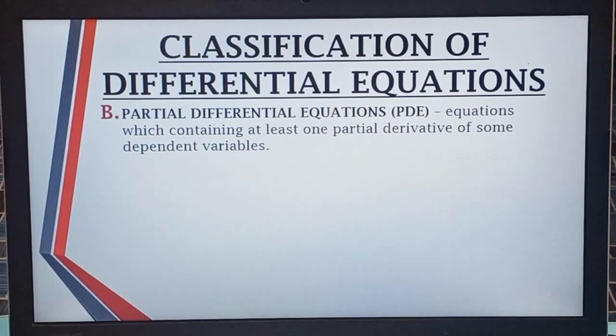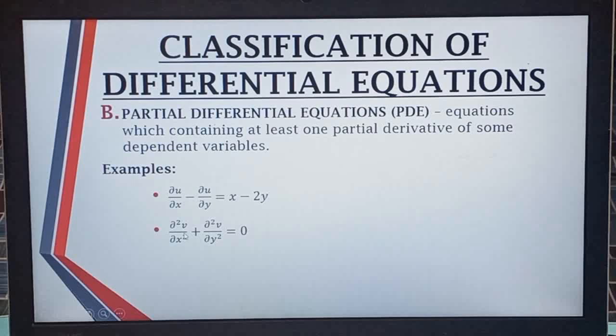Then another classification is the partial differential equations or the PDE, defined as the equations containing at least one partial derivative of some dependent variables. Examples are the partial derivative of u with respect to x minus the partial derivative of u with respect to y equals x minus 2y.